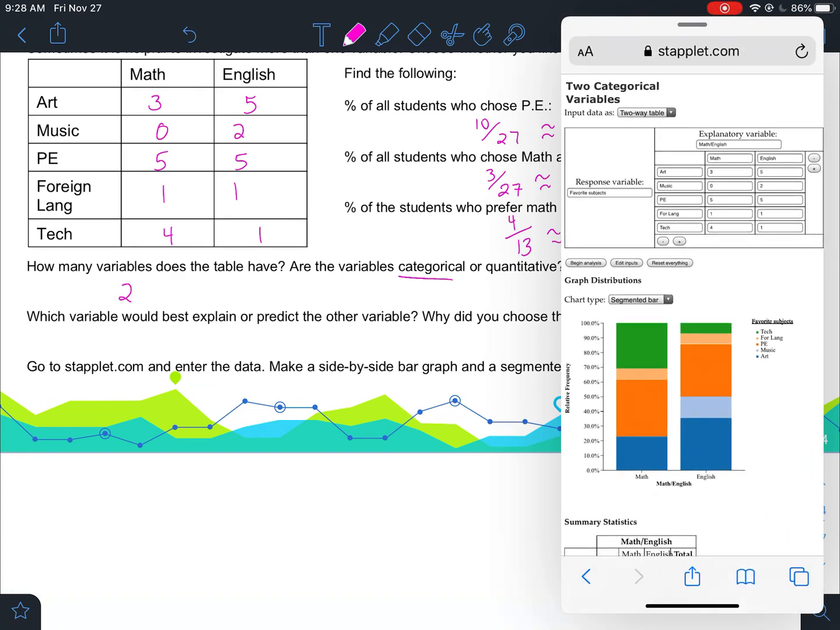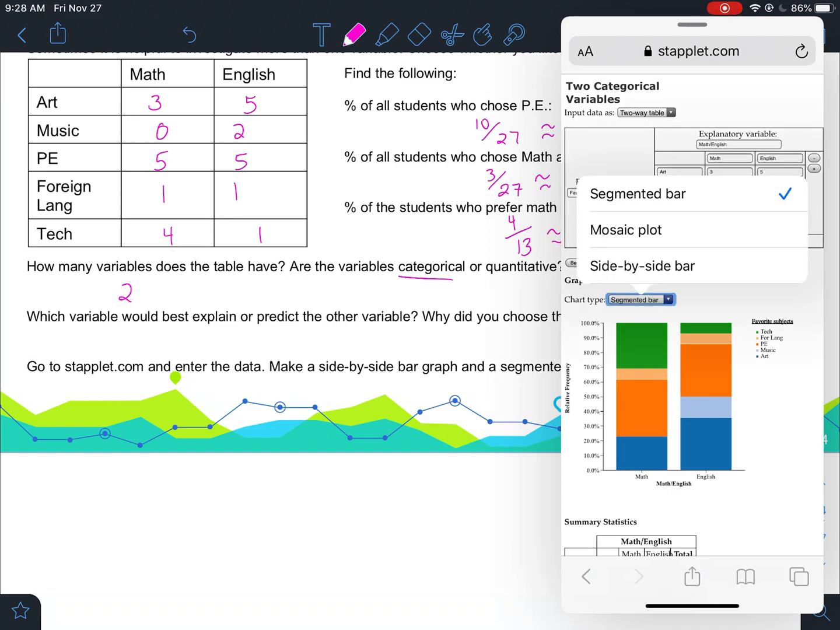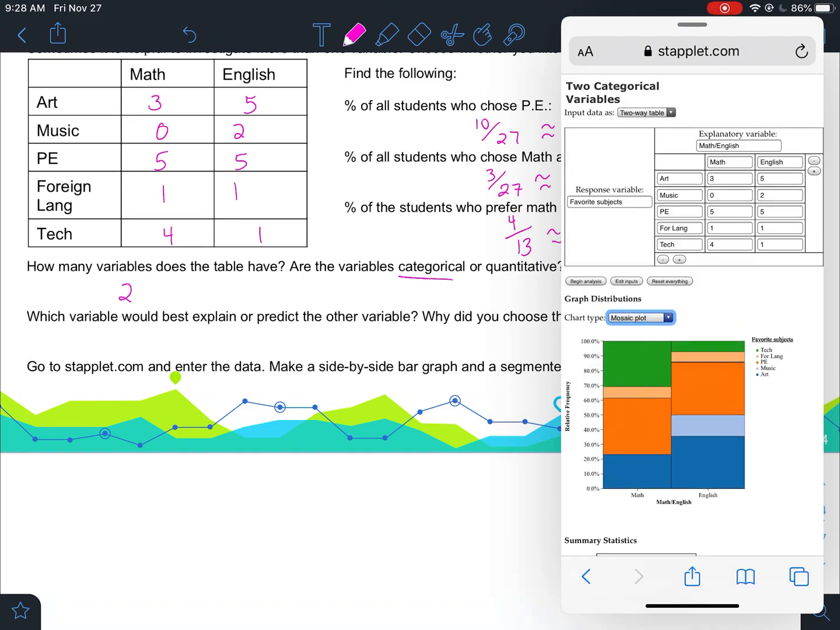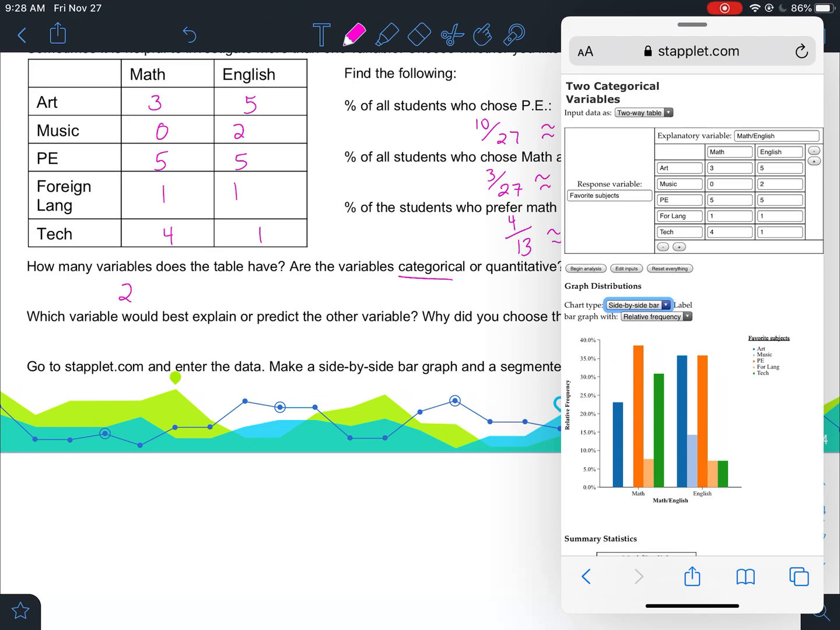So let's look at how it broke down our data. Here's a segmented bar graph, math versus English, and then your favorite subject. Notice for art, more people liked art if their favorite subject was English, music as well. PE looked even, foreign language looked even, and it looked like more people favored tech if their favorite subject was math. We could look at a mosaic plot, or we could look at a side-by-side bar graph.